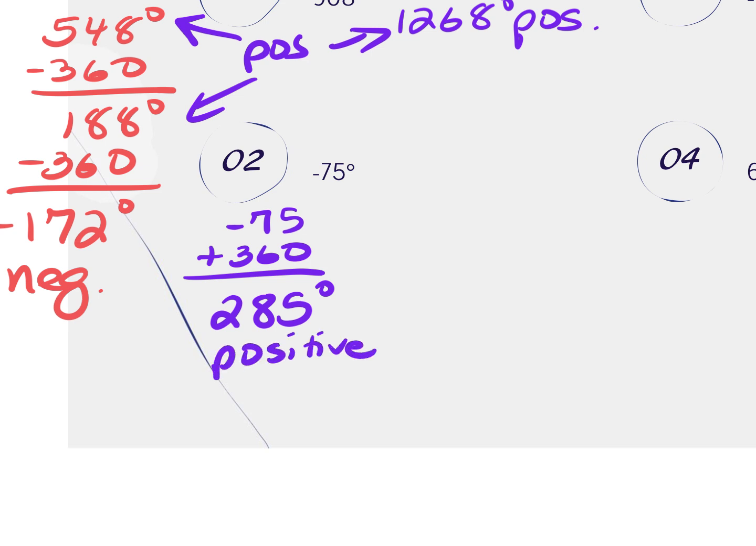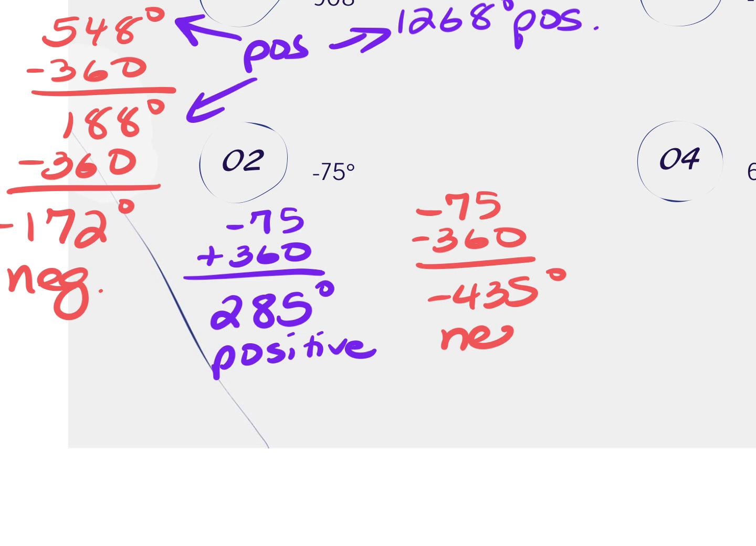And to get my negative coterminal, negative 75 minus 360, and I get negative 435. So this would be my negative coterminal angle to the negative 75 degrees.